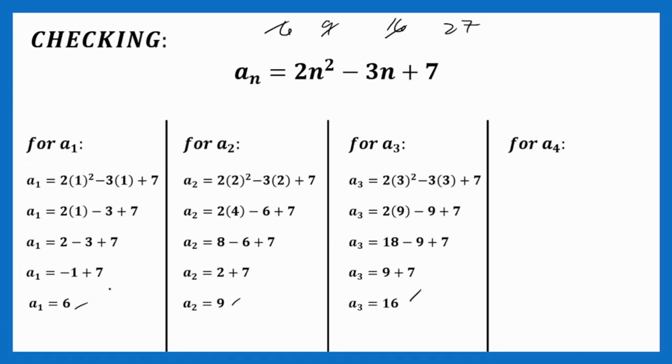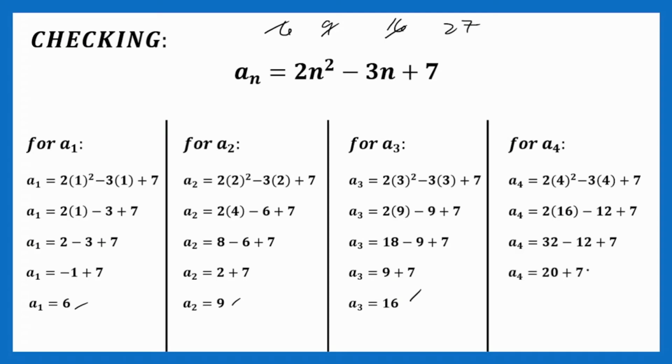Last one. Let's see kung lalabas yung 27. 4 squared is 16 times 2. 16. Negative 3 times 4 is negative 12. So, 2 times 16 minus 12 plus 7. So, 2 times 16, the answer would be 32. Bring down, bring down. 32 minus 12 is 20 plus 7. The answer would be 27. Alright? Ayan. So, ganun lang yung drill.